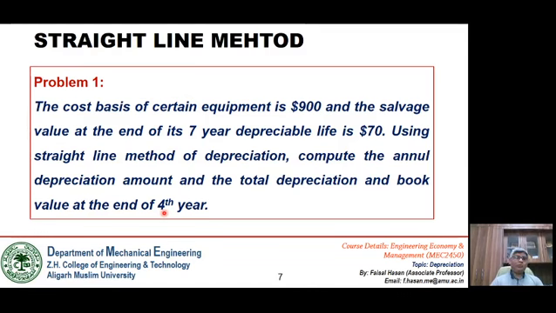So what do we have to compute? We have to compute the depreciation amount for each year, the total depreciation amount, and the book value at the end of the 4th year.